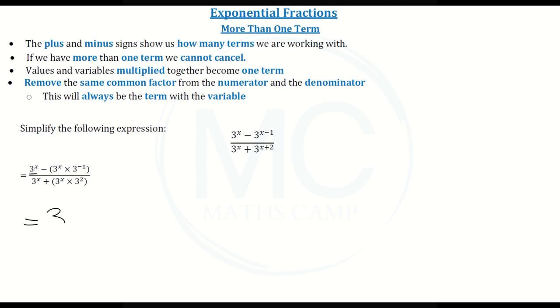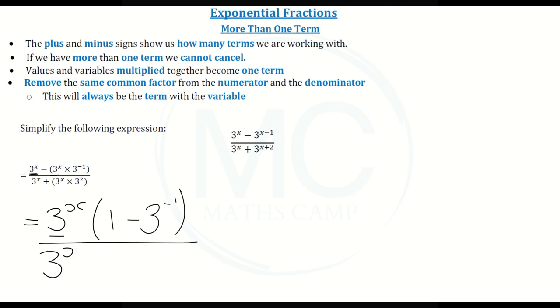So we can say 3 to the power of x. Remember that when you're removing a factor, you are actually dividing. So 3 to the power of x divided by 3 to the power of x leaves us with 1. Then we have a minus sign. In our second term, we take out 3 to the power of x, and we're left with 3 to the power of negative 1, all over. In the denominator, once again, take out 3 to the power of x, and we're left with 1, plus, in our second term, we have 3 squared. Let's say 3 squared over here.